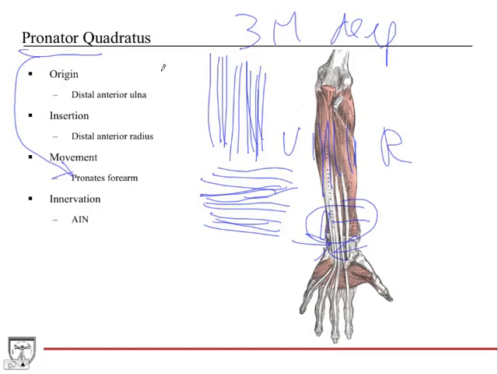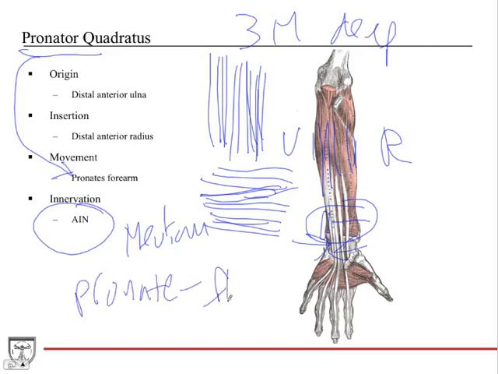So Pronator Quadratus works with Pronator Teres. Neither one acts in isolation. They both act together to pronate the forearm. Okay, and then the innervation would be AIN or median nerve. Okay, and one thing to note is the pronator muscles, the muscles that pronate, are in the flexor compartment of the forearm, and then the muscles that supinate, they are in the extensor compartment. Okay.